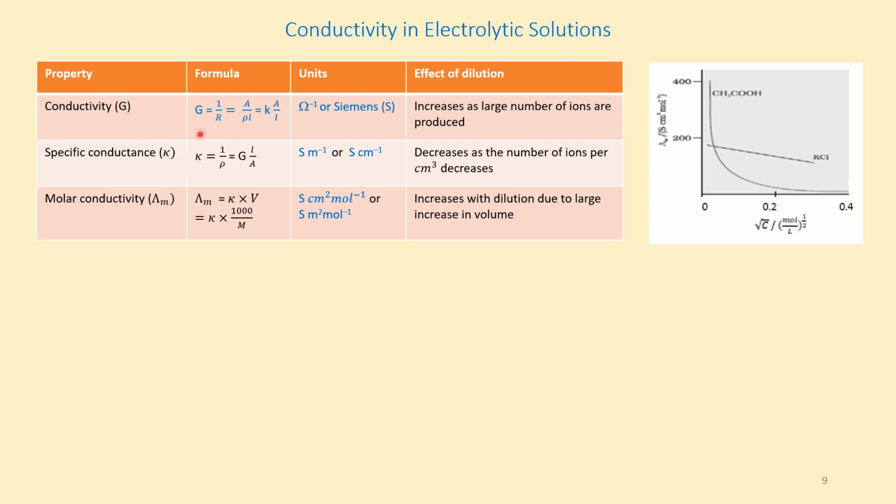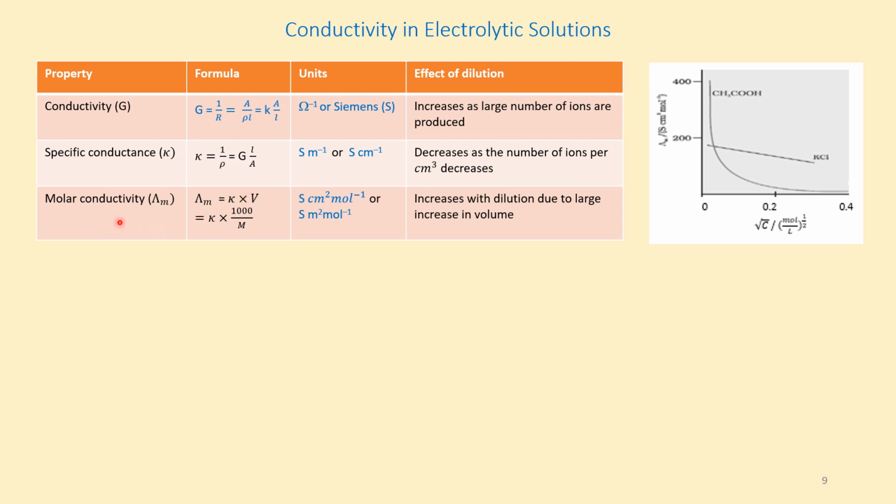The conductivity G increases as a large number of ions are produced due to dilution. The specific conductance kappa is given by the relationship kappa is equal to 1 over rho, that is 1 over specific resistance, which is equal to G into L by A. Its unit is Siemens per meter or Siemens per centimeter. So specific conductance kappa decreases as the number of ions per cubic centimeter decreases.